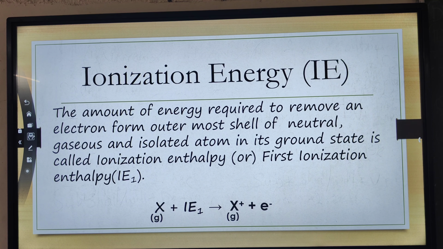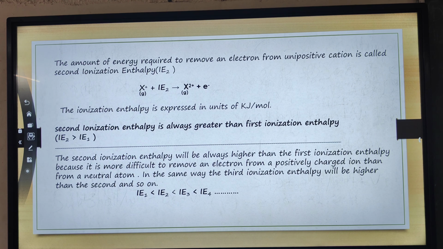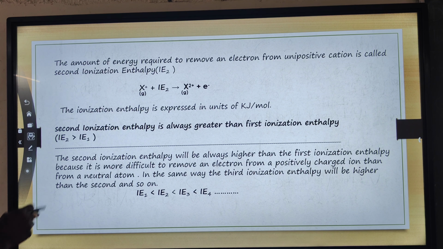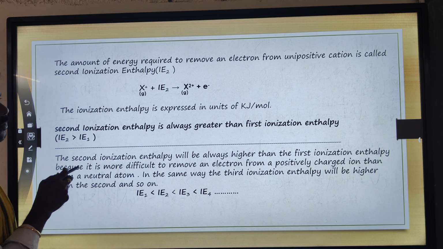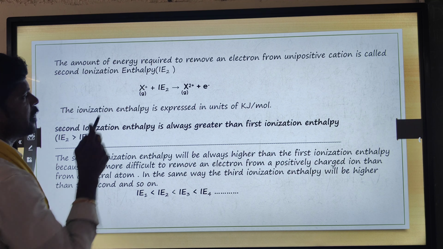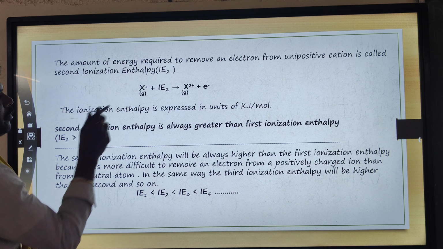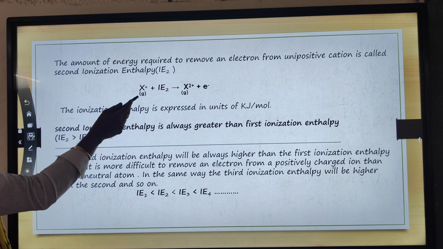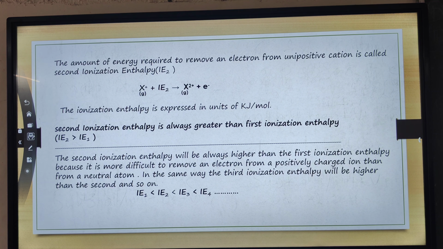Next, the amount of energy required to remove an electron from a unipositive cation is called second ionization enthalpy. Here X+ plus IE2 gives rise to X2+ plus e-. Here IE2 refers to second ionization enthalpy. Therefore it is not a neutral atom, it is a unipositive cation. So the energy required to remove an electron from this ion is called IE2.